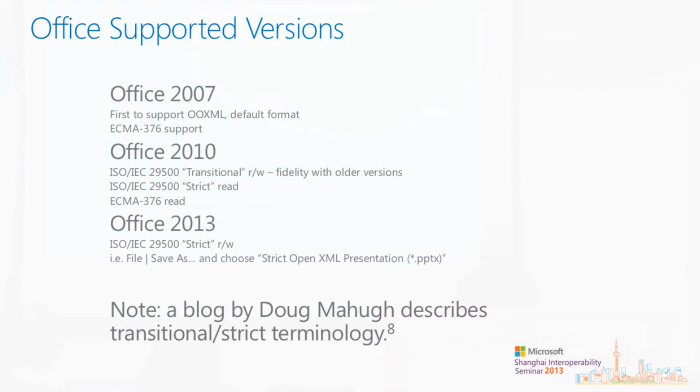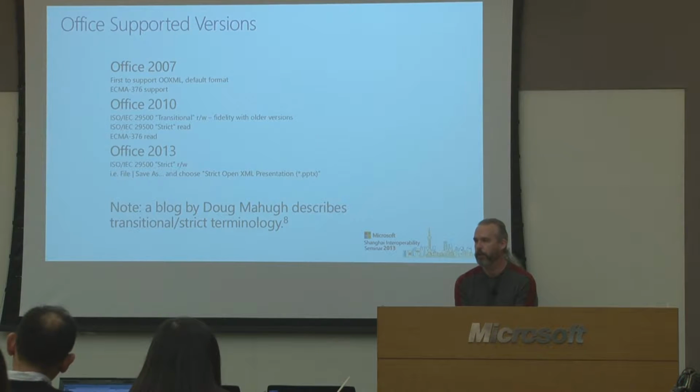So Office 2007 first supported OXML as a default format, and it used the ECMA 376 standard at the time, because that was all that was available. When Office 2010 released, it supported the ECMA 376 standard as well, but only in read mode. It was able to read the ECMA 376 standard.